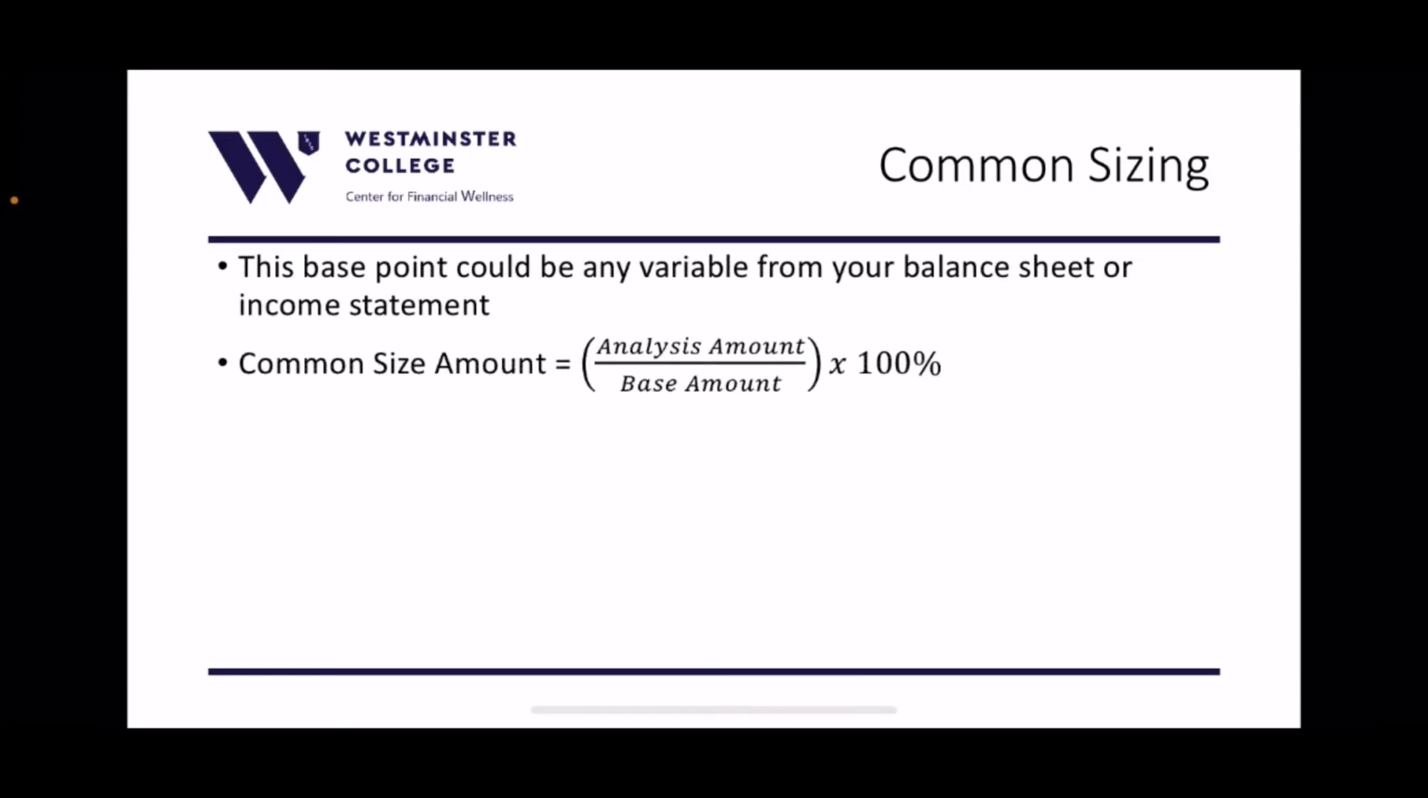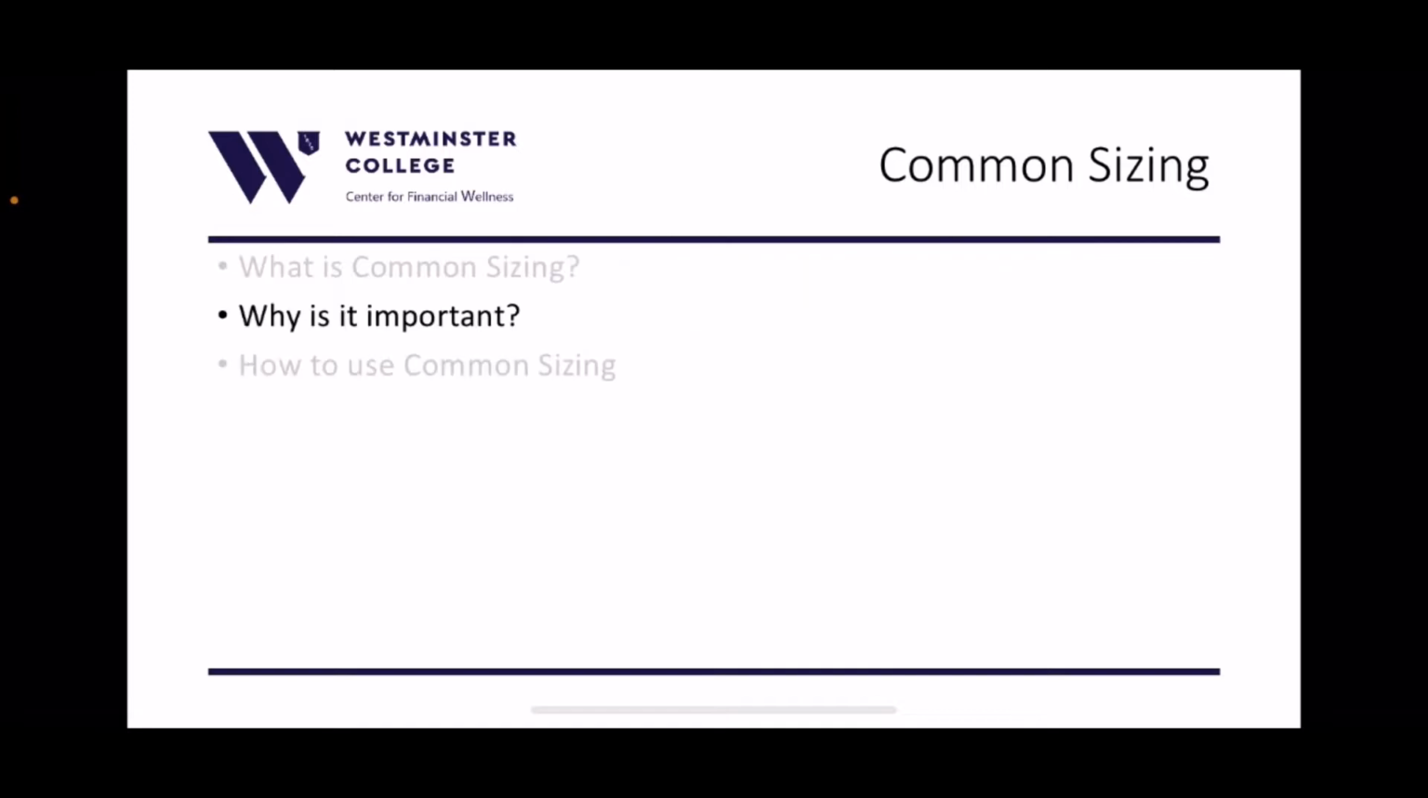When we're looking at the equation, we have common size amount, or the percentage that we're going to create for a common size variable, and that's equal to the analysis amount over a base amount. So potentially that could be our net income over potentially our sales revenue, whatever variable that we're choosing from our income statement. We can also choose some variables from our balance sheet. So that could be our total liabilities over our base amount of our total assets. And so we'll take a look at why this is important.